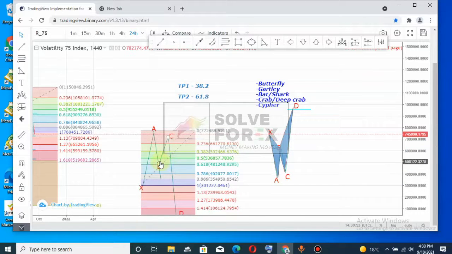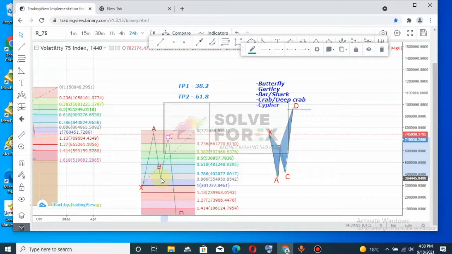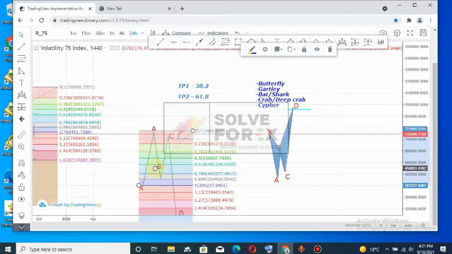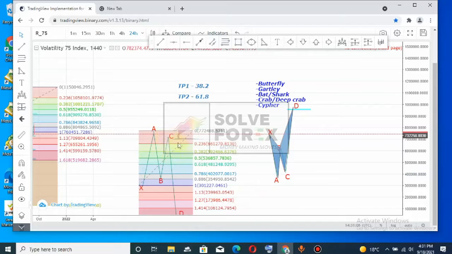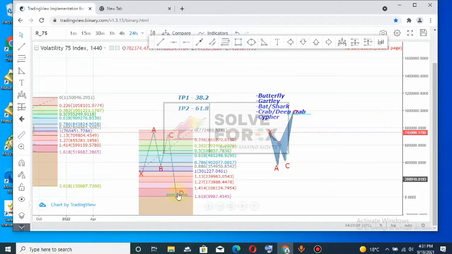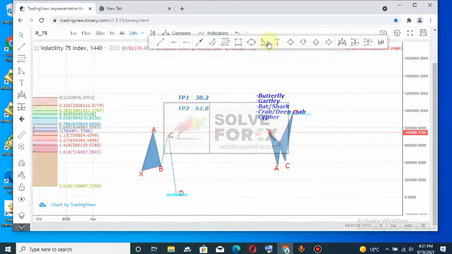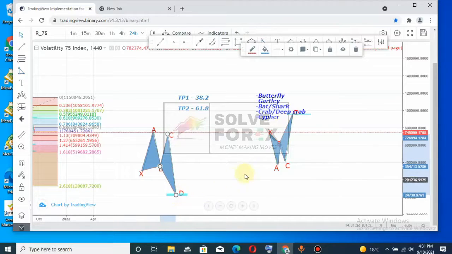And then that makes it your what? Your deep crab. 886 is your B point, which is your apex. Doesn't break the high, comes back to where? All the way to 1.618 also. Then you just draw your triangle. The only difference between the crab and the deep crab is 886 and 618. Normal crab is 618. Deep crab is 1.618.